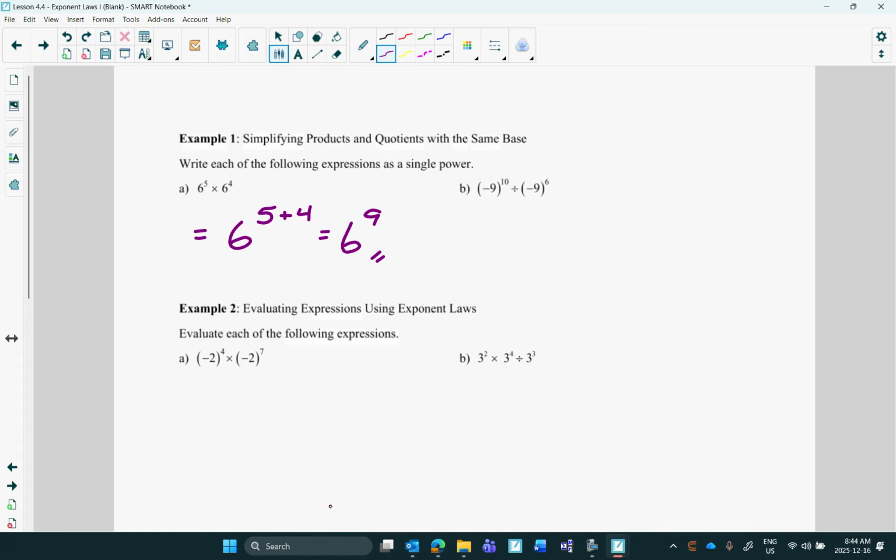What would I do in B? You need the parentheses. If there are parentheses around the original bases, make sure there are parentheses around the original answer. So this would be the same as -9 to the power of 10 minus 6, -9 to the 4.